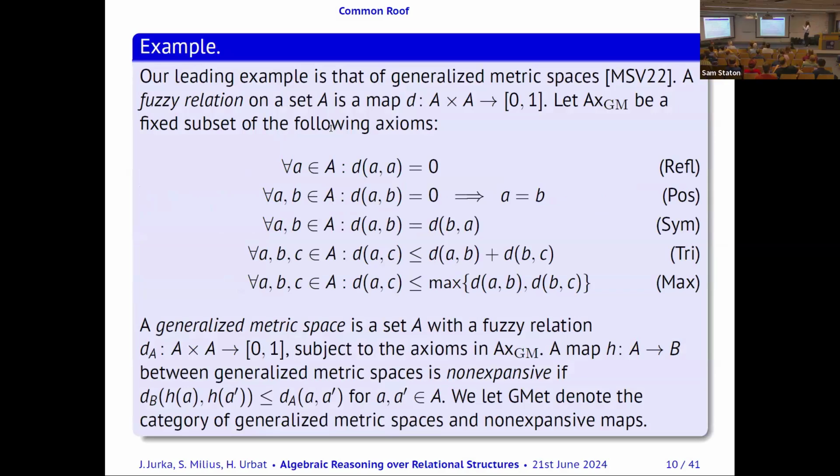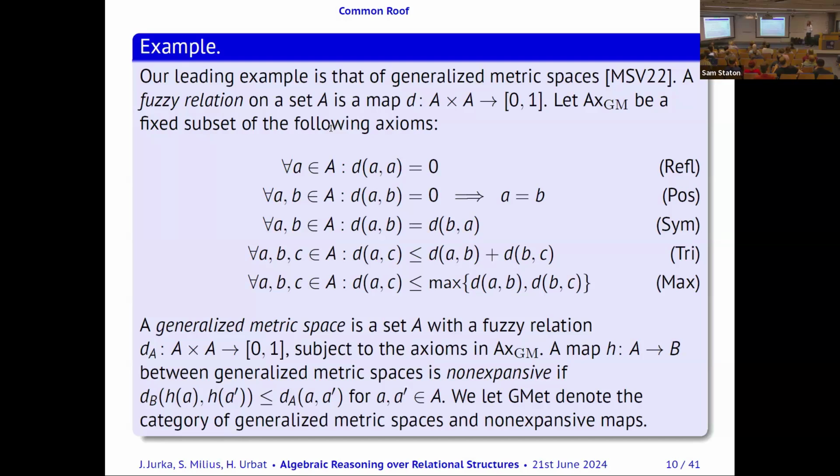The leading example that motivated us are these generalized quantitative algebras. First for this, one needs these generalized metric spaces. And it's a very simple idea. What one does is take these five axioms. The first four are the usual ones for metric spaces. And then one just considers a fixed subset of these axioms. For example, it can be an empty subset, or a subset containing all of these axioms, or just the first one.